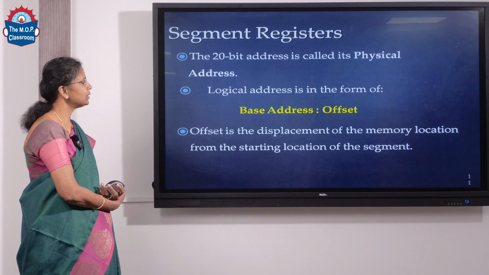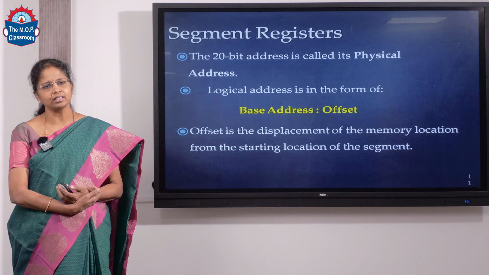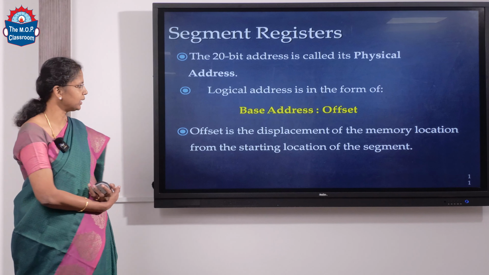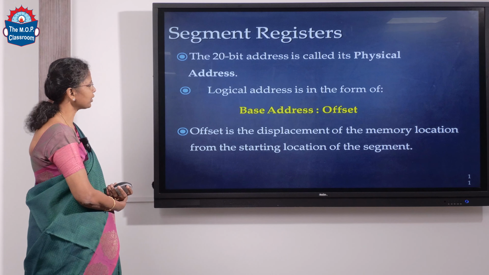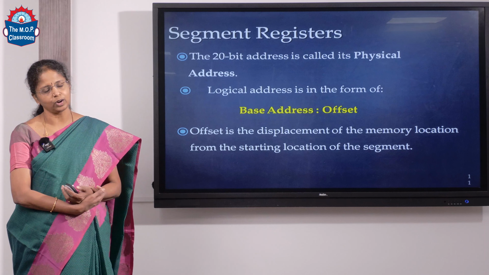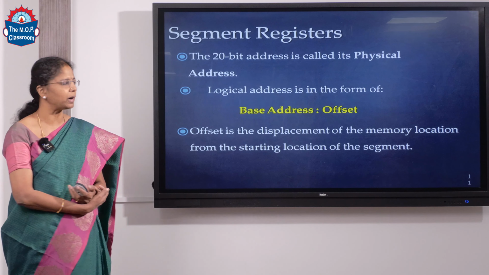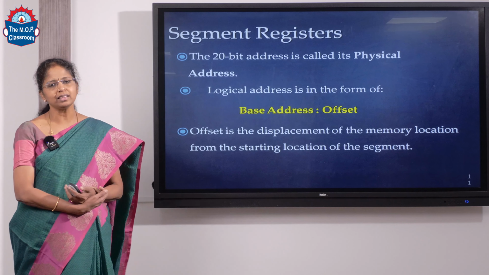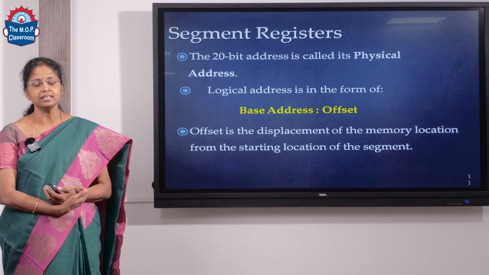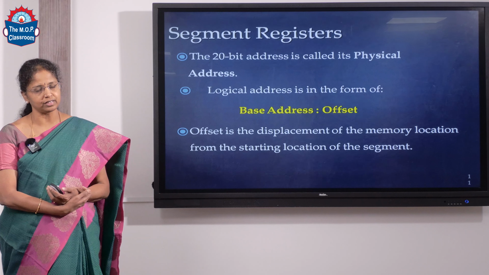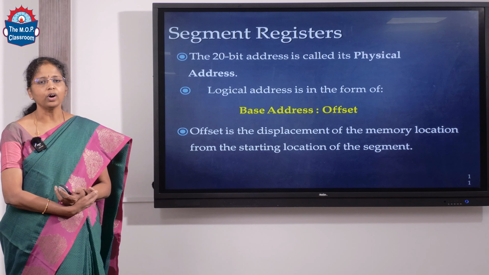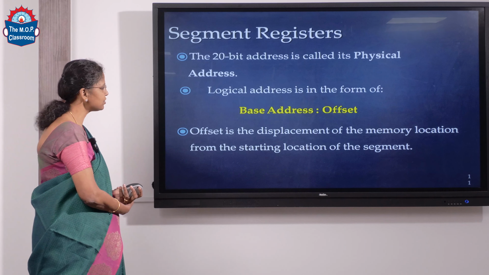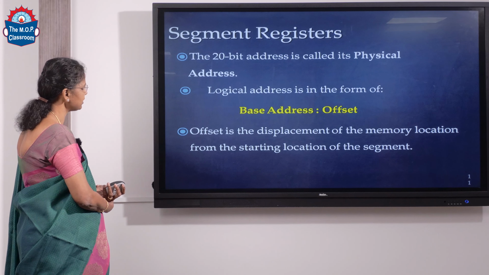Okay. Now, this 20-bit address is called the physical address. But we will be given what is called the logical address. Logical address consists of two parts. One is a base address, the other one is the offset. Your base address is nothing but the starting address, which is stored in the segment registers. Now, what is this offset? Offset is the displacement from the starting location of a segment.